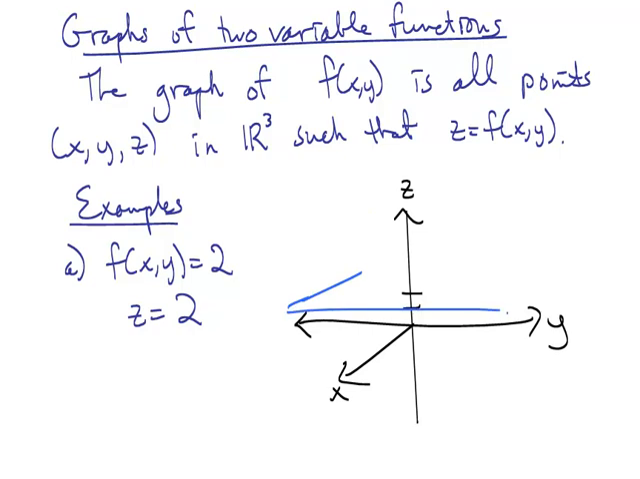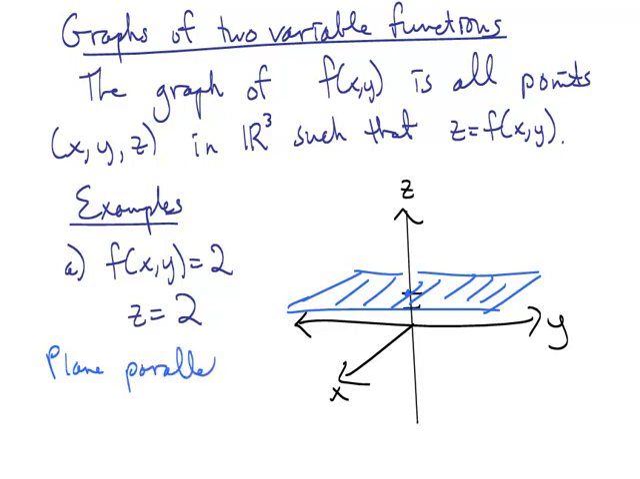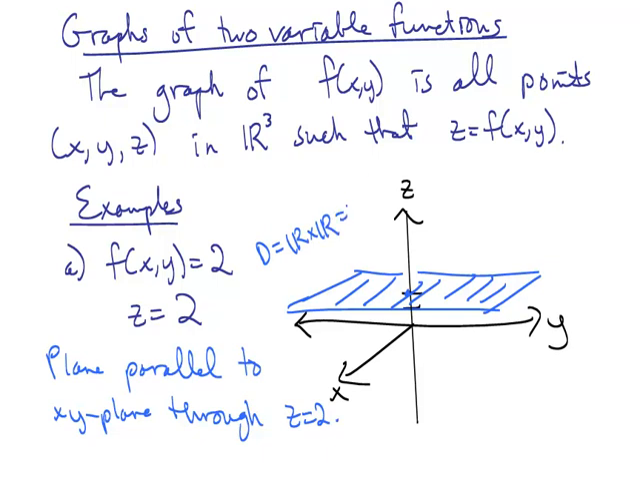So it's going to be basically a plane that crosses the z-axis at 2. So we have a plane parallel to the xy plane through z equals 2. Okay, so again, the domain here, by the way, is all real numbers cross all real numbers, or R2. We can pick any ordered pair we want and put it in here. We're always going to get 2 out.